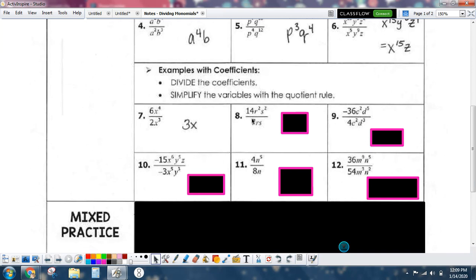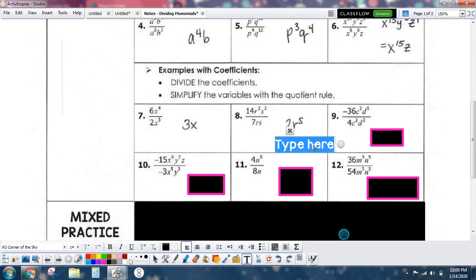Same idea for number 8. 14 divided by 7, we'll do that first. 14 divided by 7 is 2. And then I can go ahead and subtract my exponents. And when I subtract them, I'm going to get 2rs. That should not be to the s power. That should be s next to it. So it would really be like that.